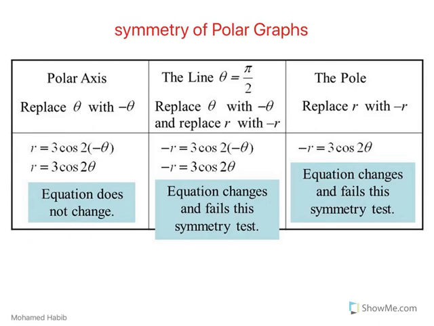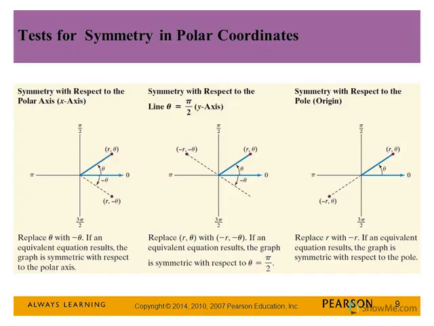Today we're going to talk about how to check the symmetry of a polar graph algebraically, and that means without having to graph it. So we have three kinds of symmetry. The first one is symmetry around the pole axis, the second is symmetry around theta equal to pi over 2, and the third is symmetry around the pole. So let's talk about this in detail before we go ahead and solve problems.